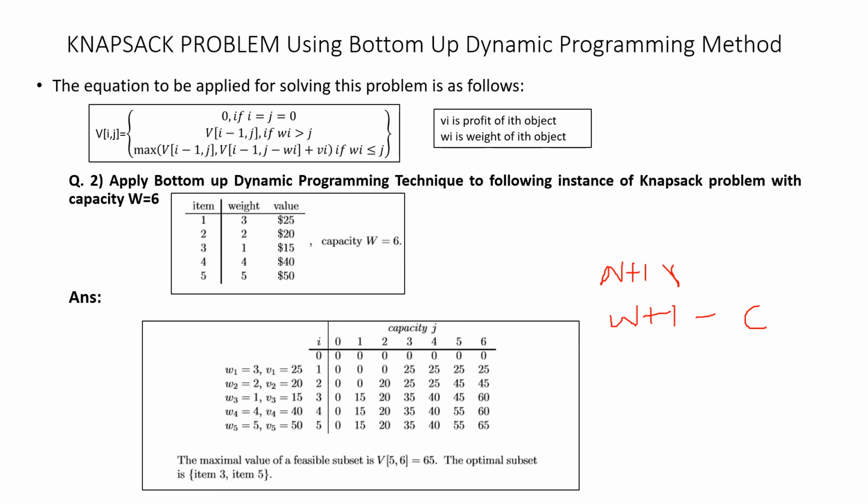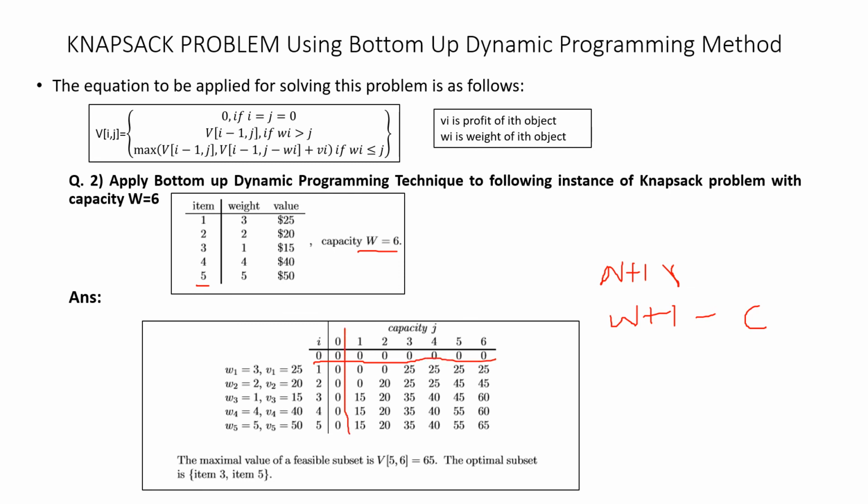Number of items is 5. So we will create 0 1 2 3 4 5. Number of capacity is 6. So 0 to 6 means 7, correct? 7 columns and 6 rows. I hope you are following. So that will give you a complete table. This table you have to again calculate as previously you have done. So first you calculate for the first row. Immediately what you do, first row and the first column you just put zeros.